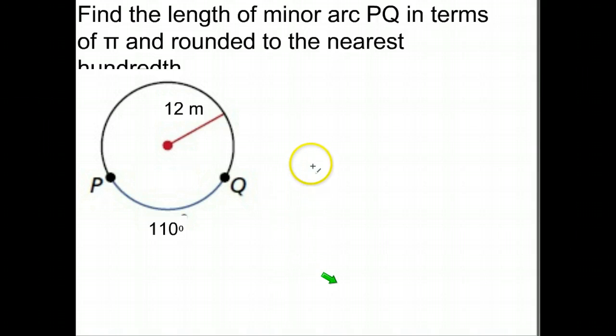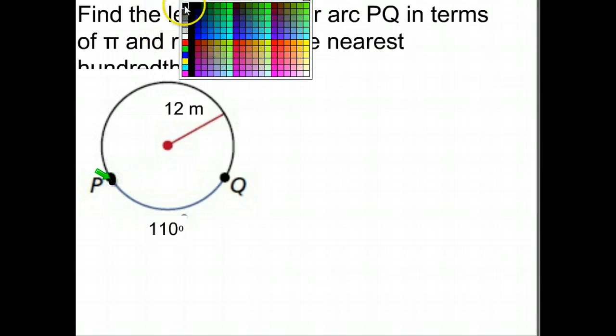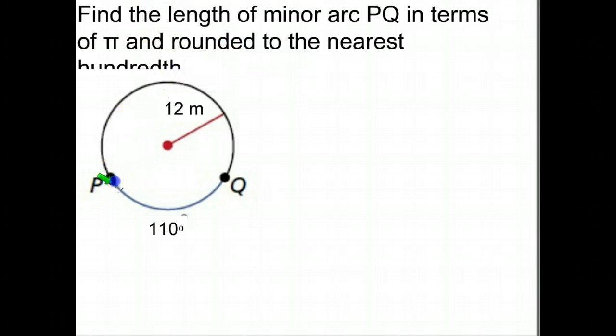Okay, so here is one more example. It says find the length of minor arc PQ in terms of pi and rounded to the nearest hundredth. So if this one turns out as a fraction, I'll show you how to do it in fraction form also. So we want the length of the minor arc, the length and not the measure, because here they gave us the measure of the arc. The measure of the arc PQ is 110, but we want the length.